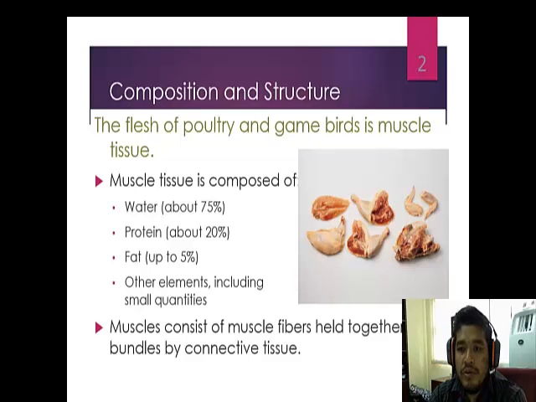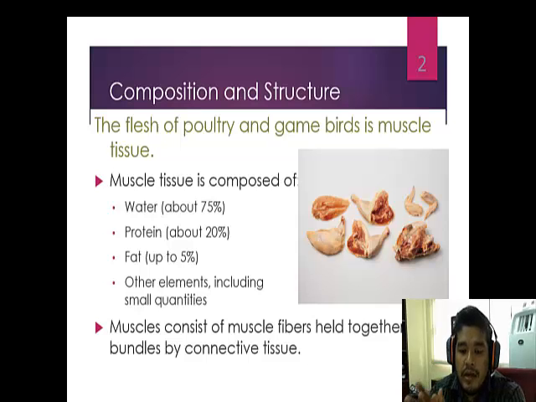The flesh of poultry and game birds is actually muscle tissue. Muscle tissue comprises water, which is 75%, protein up to 20%, fat up to 5%, and other elements with macronutrients and micronutrients. So this is actually what composes poultry.